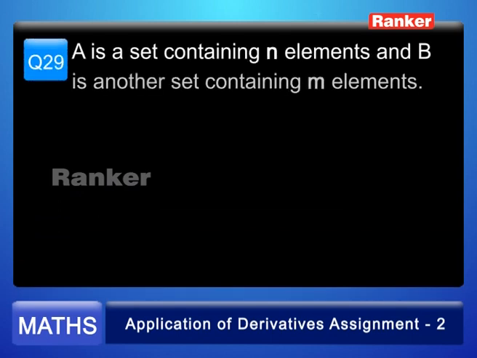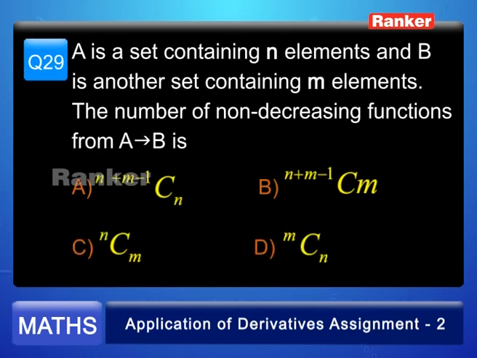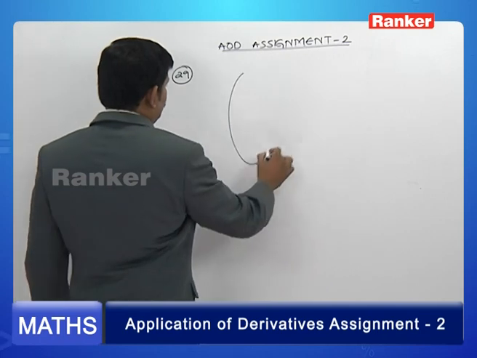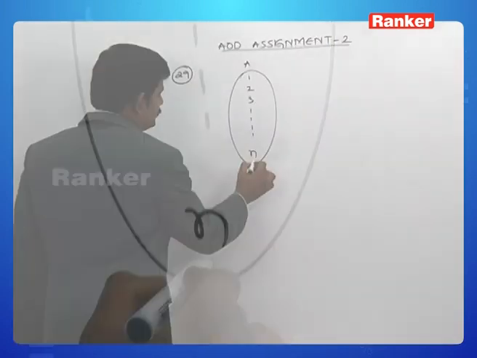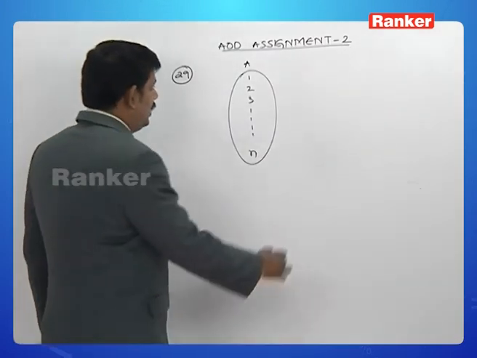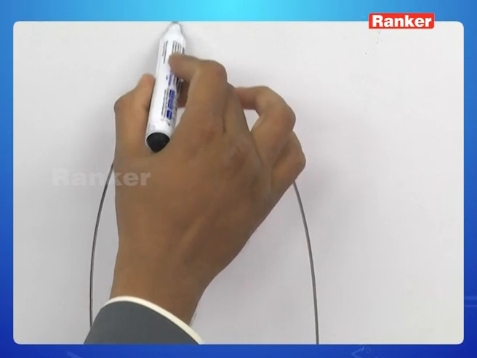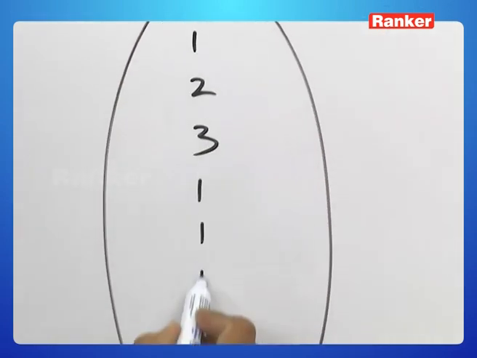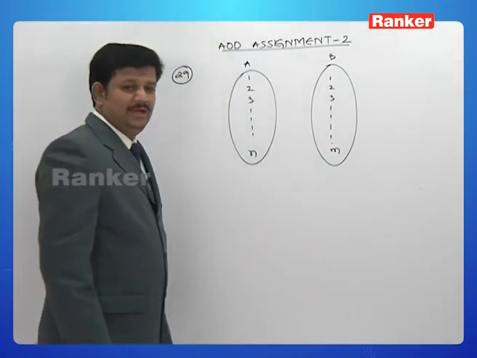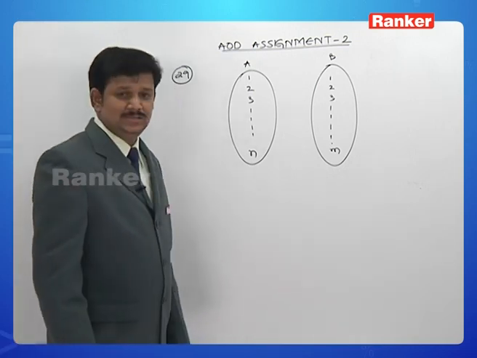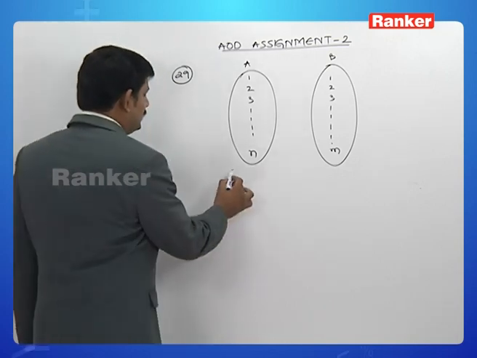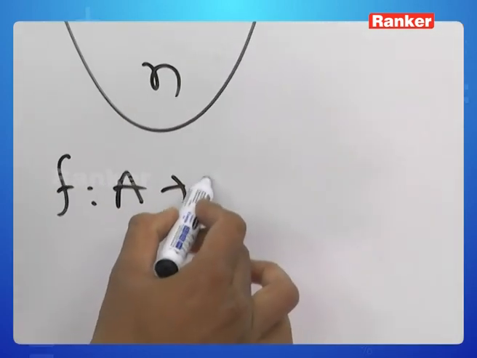Next question. A is a set containing n elements and B is a set containing m elements. Find the number of non-decreasing functions from A to B. N elements are there in A, 1, 2, 3, and so on up to n, and there are m elements in B, let us say 1, 2, 3, and so on up to m. We need to find the number of non-decreasing functions from A to B.